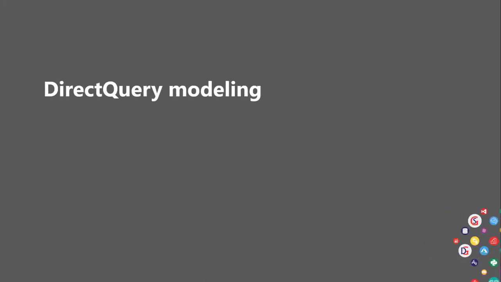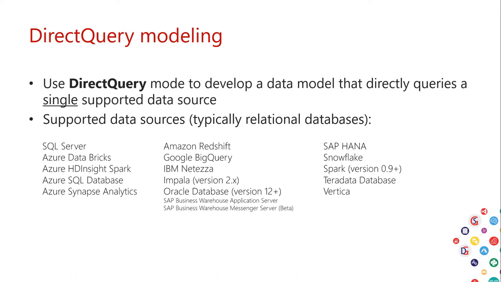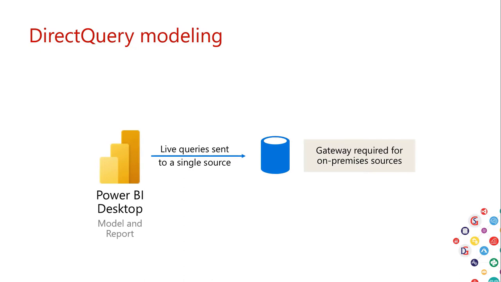Let's now talk about direct query modeling. In this mode, we develop a data model that directly queries a single supported data source. And it's restricted to typically relational databases, and I include the list here. Let's focus on the common ones like SQL Server or Azure SQL. So what happens is that when Power BI reports query a direct query model, it translates the DAX queries from the visuals into the query language of the underlying source. So what's being fetched is up-to-date live data.